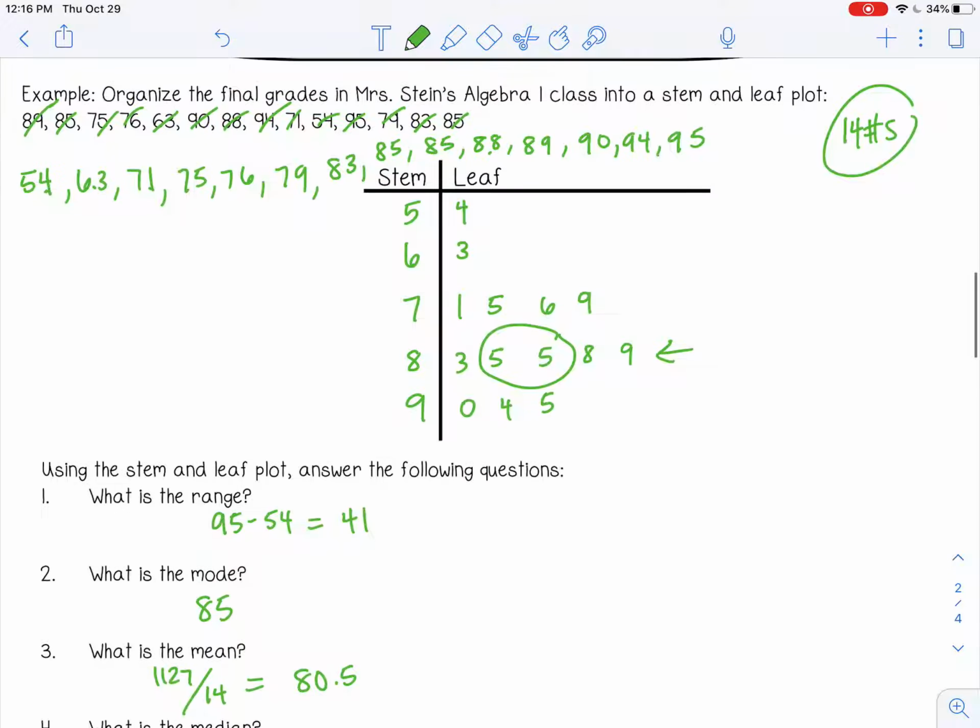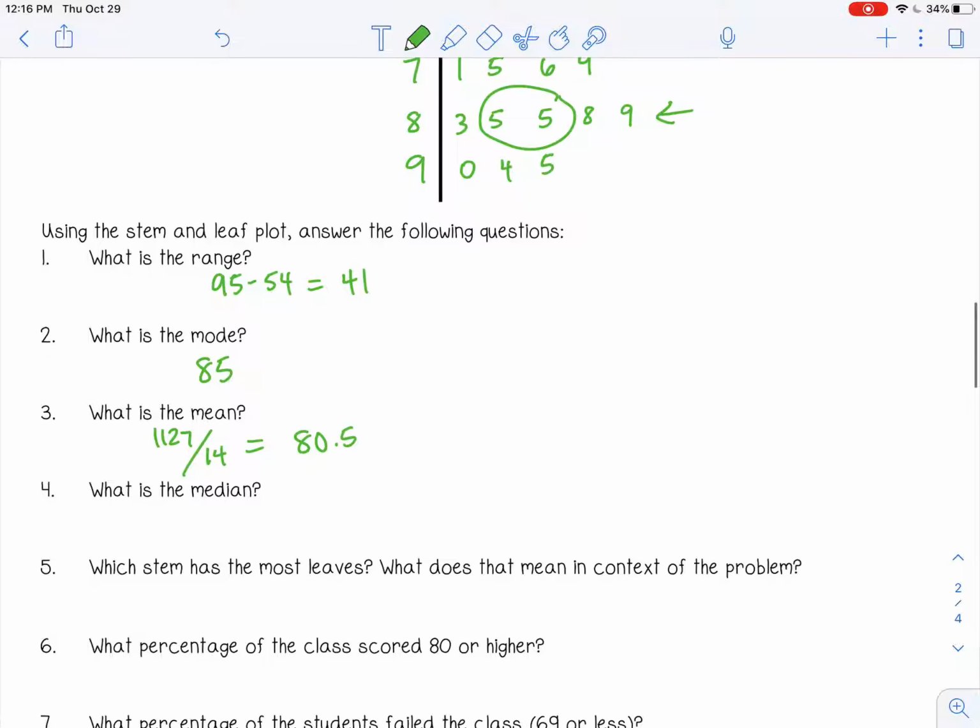All right, median. So for median, I like to just start at the outside and work my way in. You can cover them up with your finger, or you can highlight them. So my middle two numbers are 83 and 85. So the average of those would be, of course, 84.